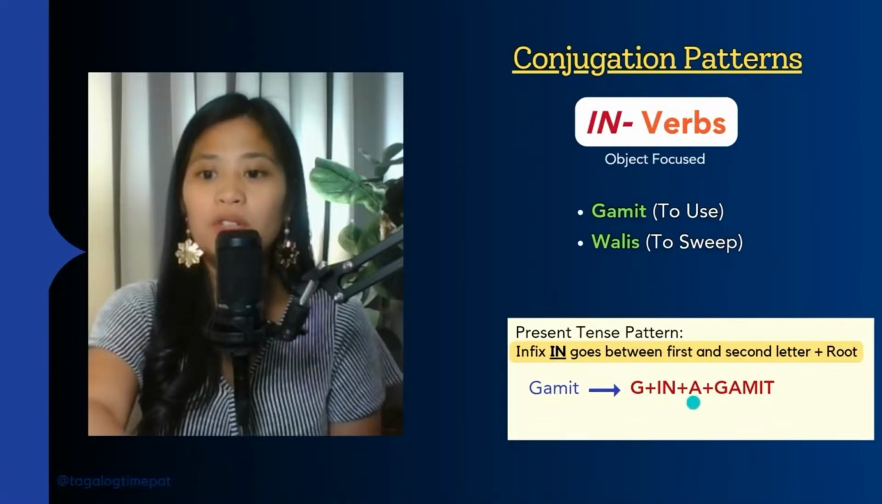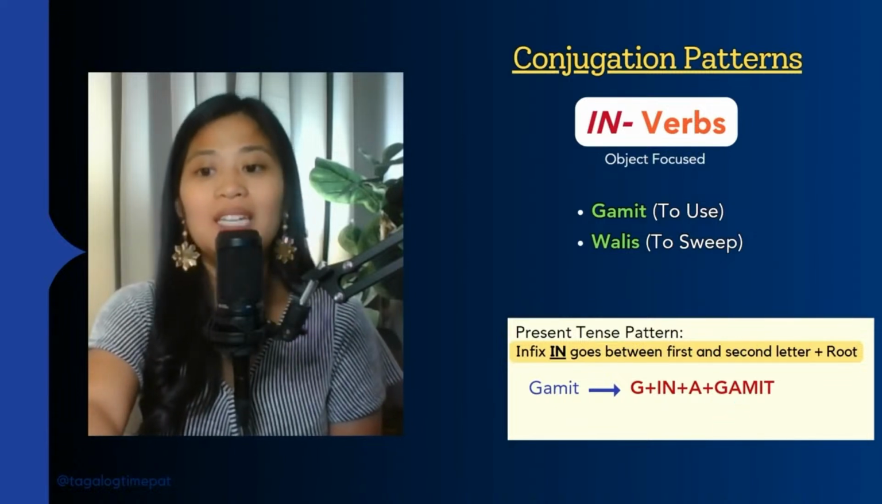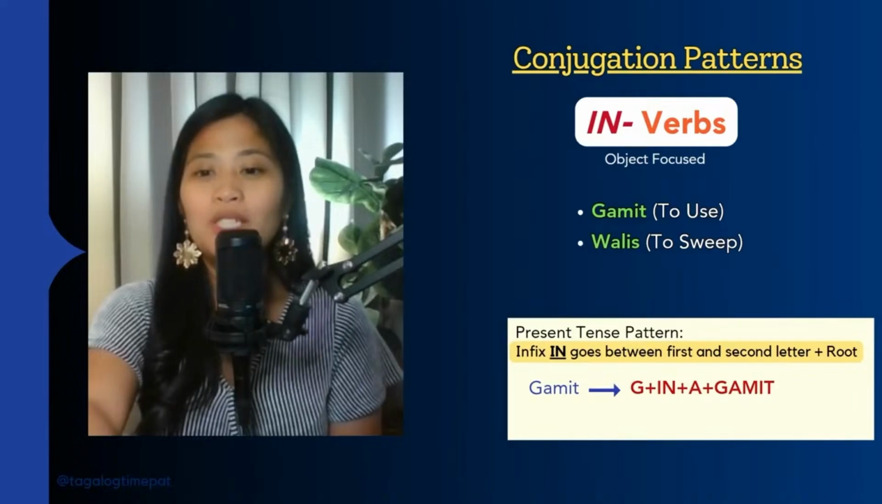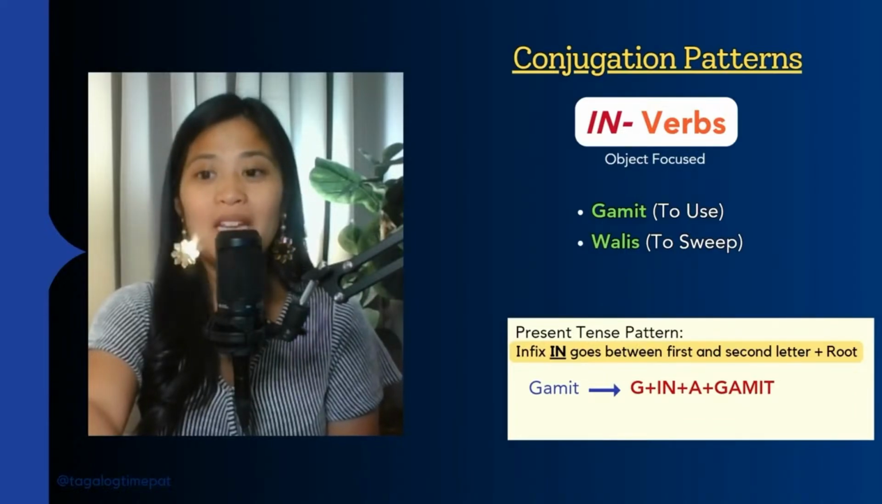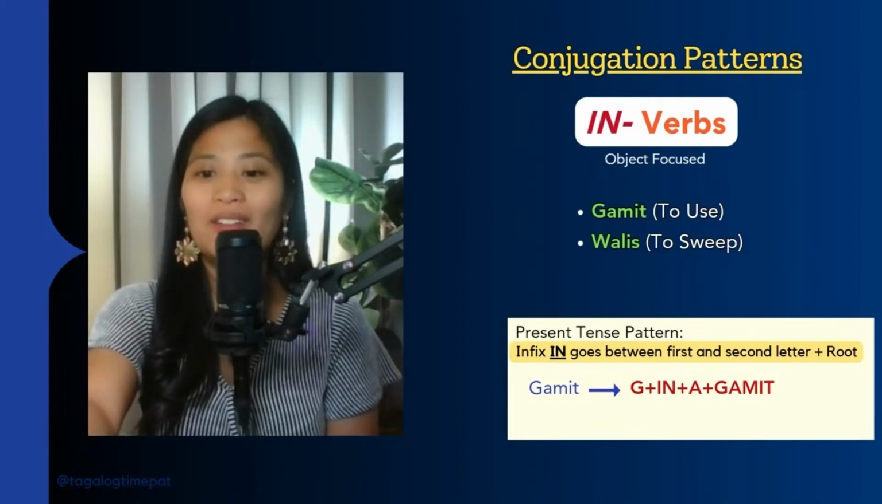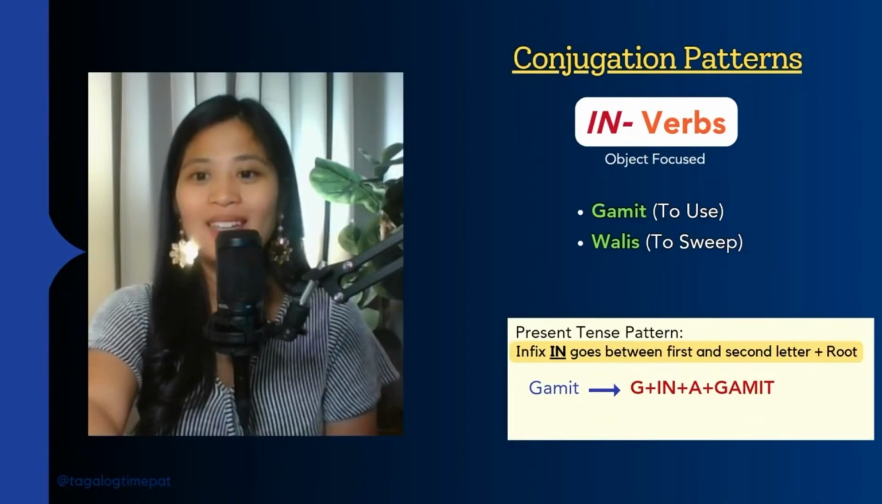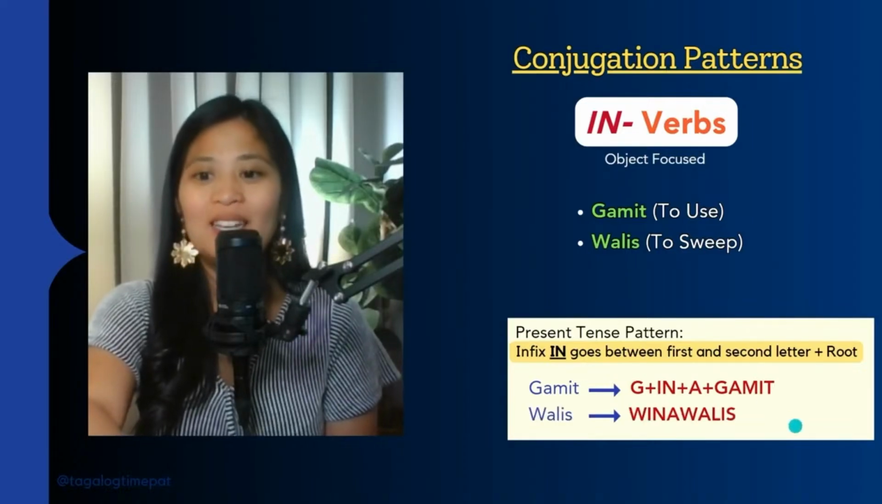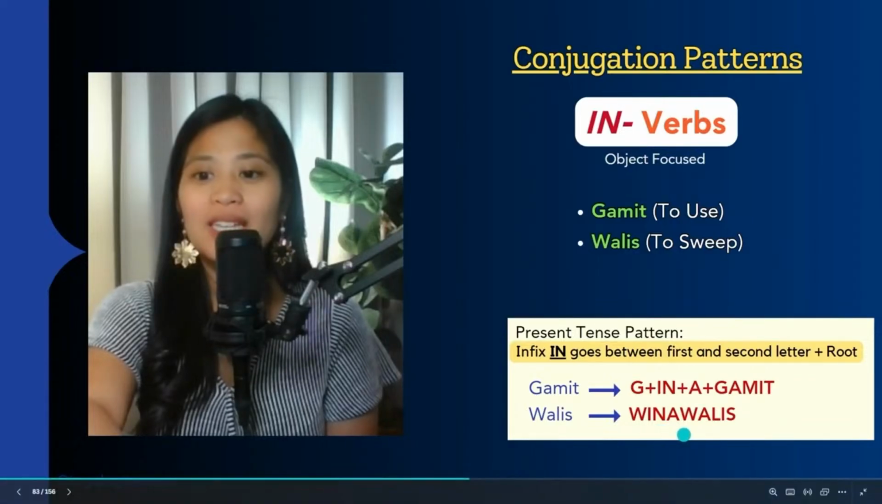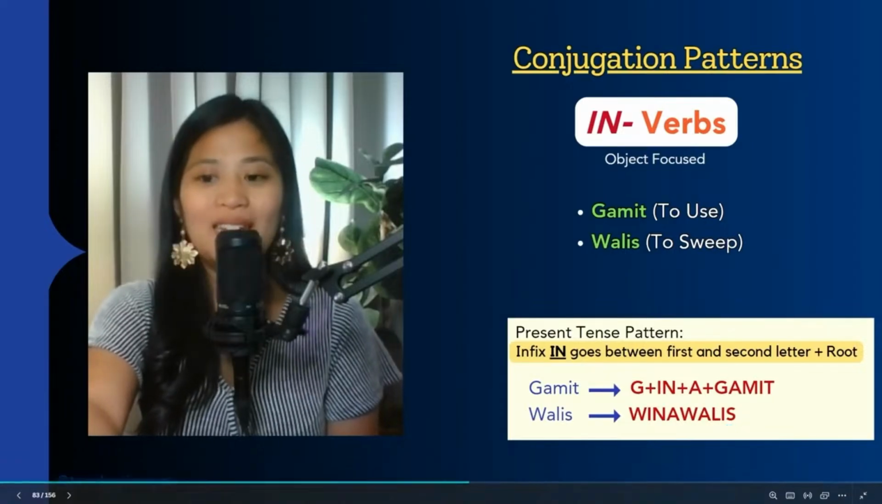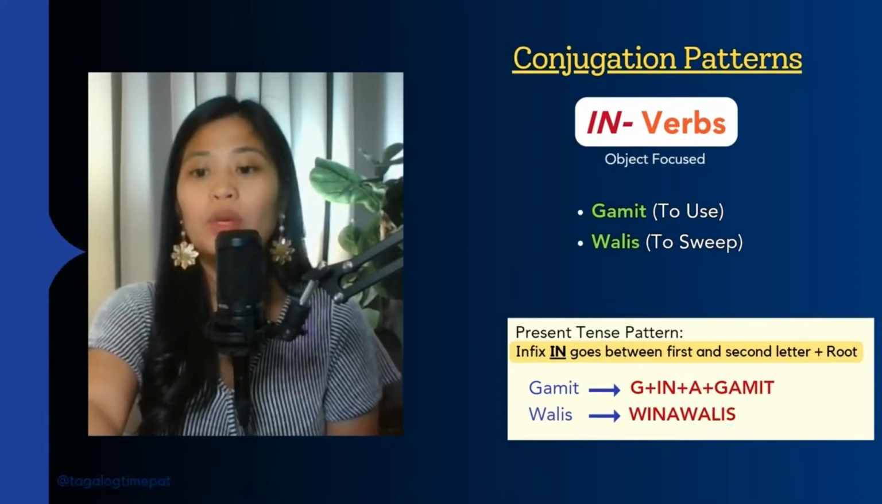In goes between the first and second letter, and then it's the root. Ginagamit ko. I am using something. What do you think walis will be in the present tense? Remember to just use the pattern and plug everything in. Walis in the present tense is winawalis. So in just goes between the first and second letter, and then the root goes at the end. Winawalis ko yung sahig. I am sweeping the floor.